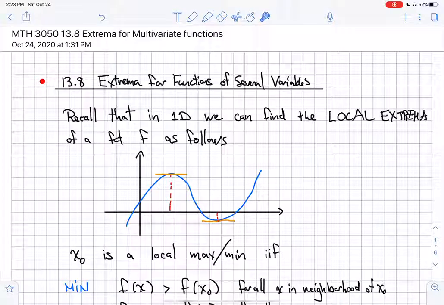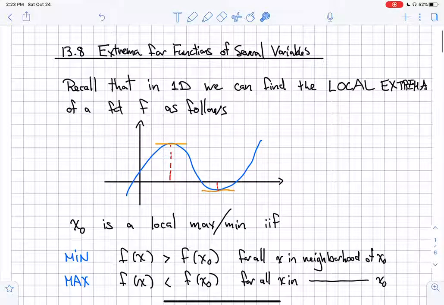About the extrema of functions of several variables, section 13.8. Alright, this is not an easy video, so please bear with me. Let's just recall what we have in one dimension when you want to find the local max, local min of a smooth function.